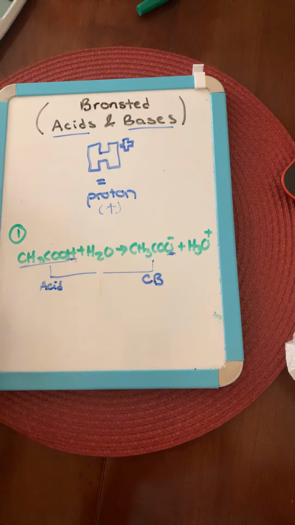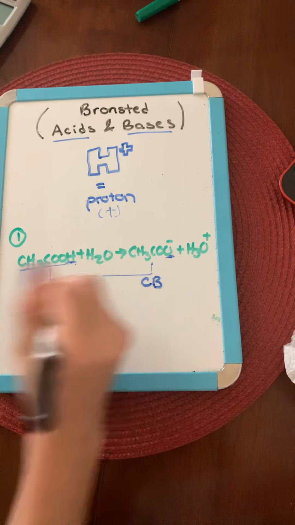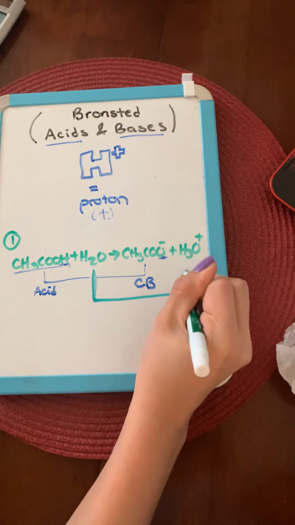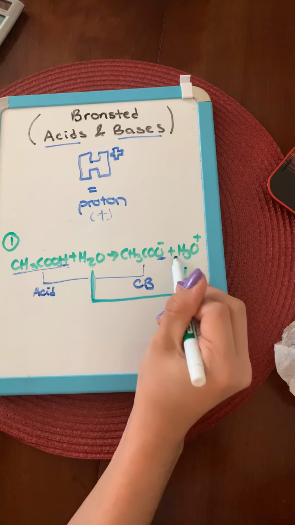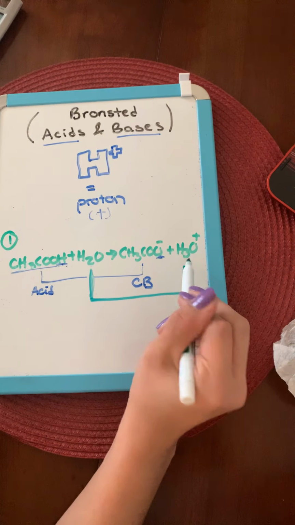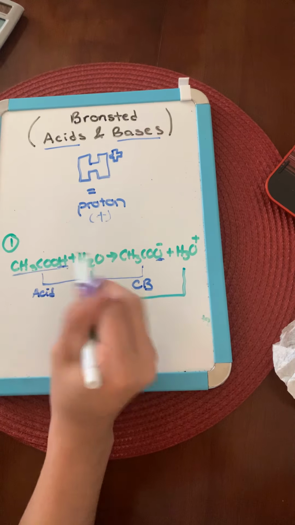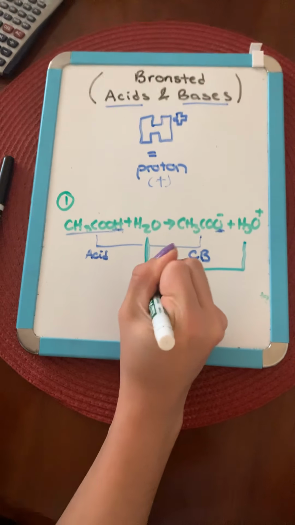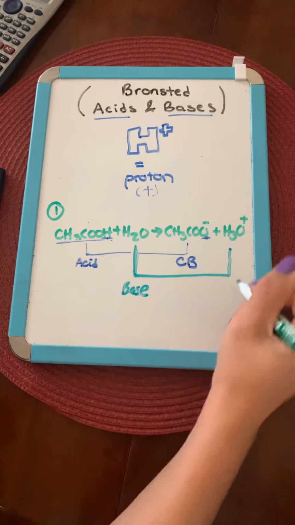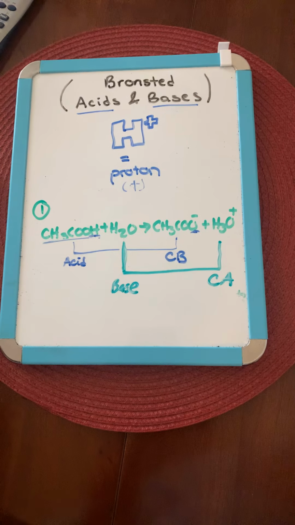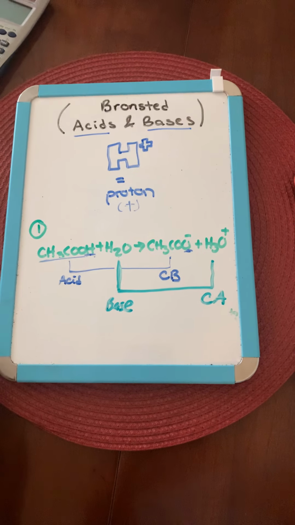Now let's look at H2O. It went from H2O to H3O plus. So it went from having 2 H's to 3 H's, which means it received a donation from the CH3COOH. That means this would be the Bronsted base, and this would be the conjugate acid. And that's pretty much the answer to number 1.